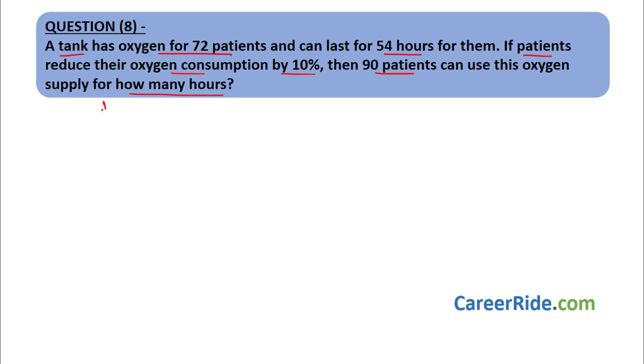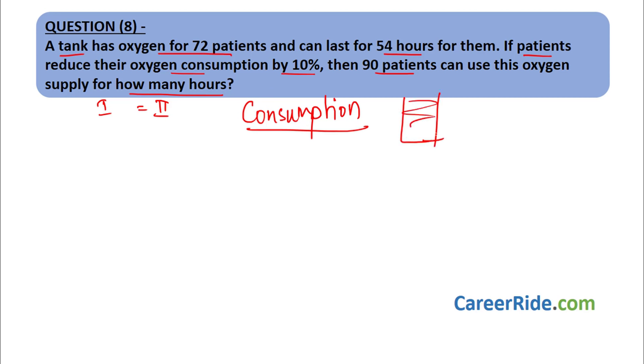We have two scenarios over here. We might not find work done like normally, but here there is another quantity which is similar to work done, and that is nothing but consumption. What we can observe over here is that whatever the tank of oxygen is, that is the same for 72 patients and 90 patients. Both of them use the same tank.